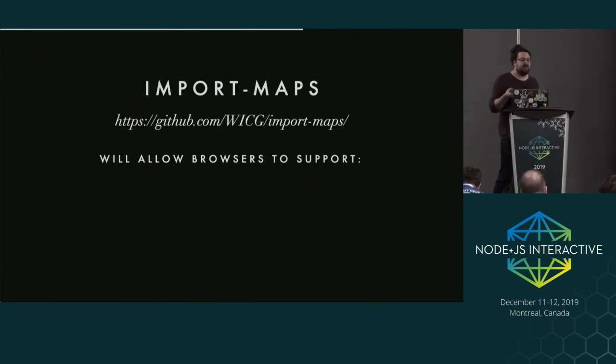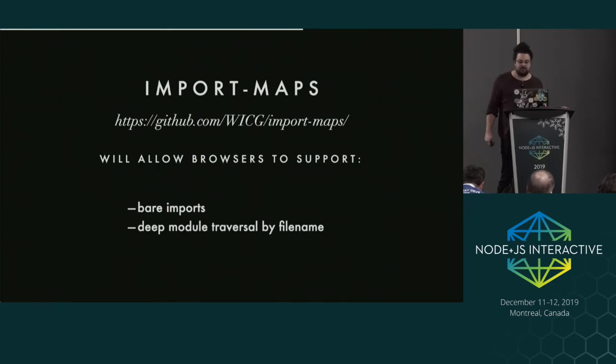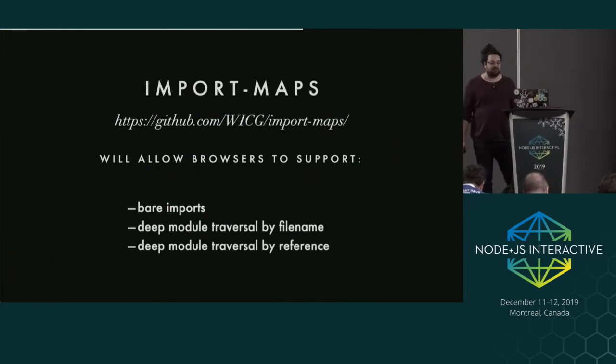But thankfully, there's a proposal happening at WICG, which is the Web Incubator Community Group within W3C, called import maps. Import maps would allow you to support bare imports. It would allow you to do deep traversal by file name. It would also allow you to do deep module traversal by reference. This doesn't get you all of the niceties of the CommonJS algorithm.